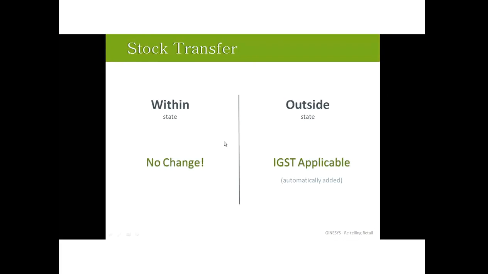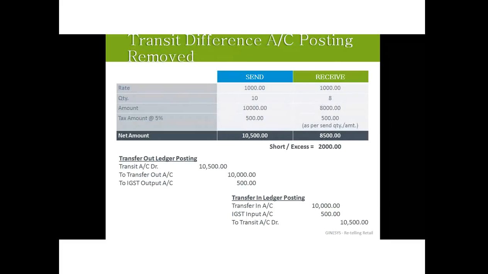See, the tax amount gets reversed automatically. So the output ledger which got impacted in the transfer out, in transfer in, the input ledger will get impacted.